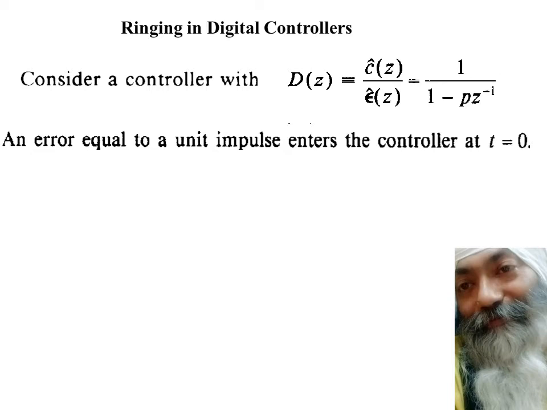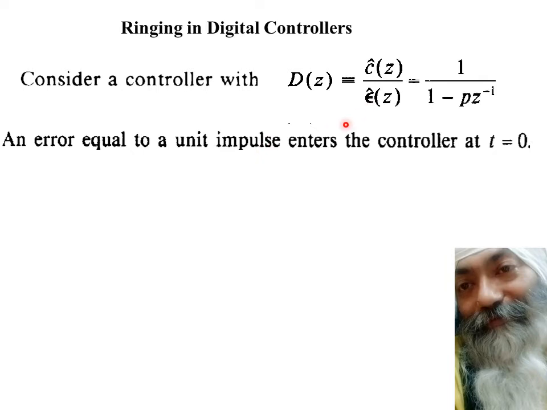Impulse means that the error introduced into this controller is a unit impulse given at t equal to 0. Unit means its strength is unity. It means for all values of t less than 0, the error is 0. For all values of t greater than 0, the error is again 0. Only at t equal to 0 we have a unit impulse, with error equal to 1, and this is what we take as the input.